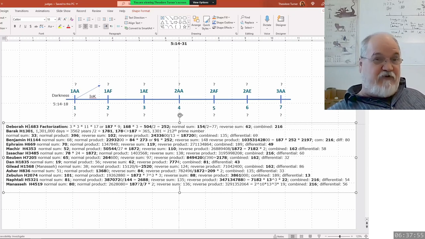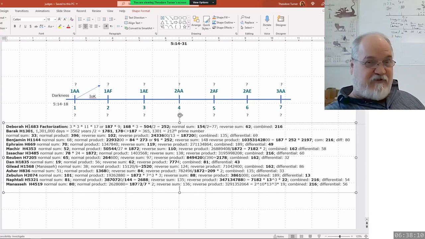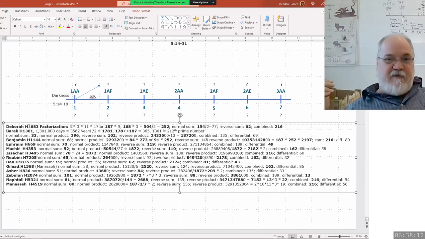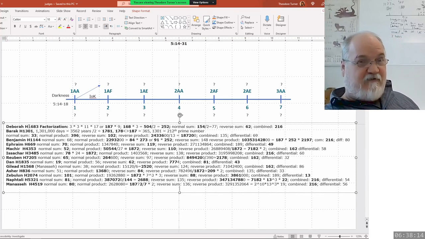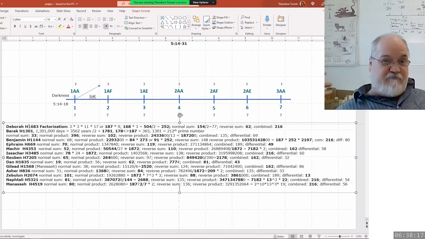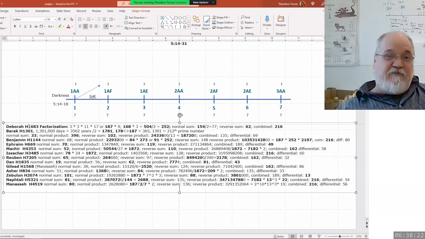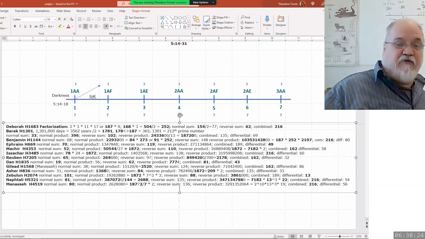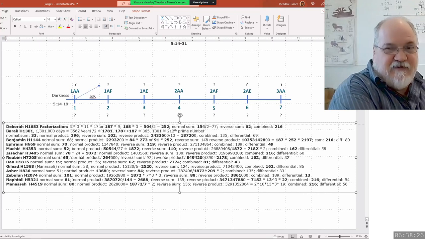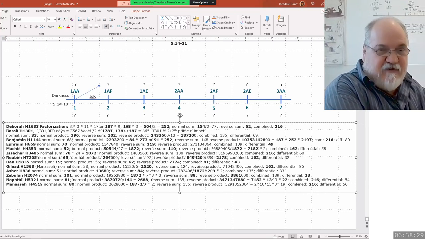Now, the factorization of the whole number, 1683, is 3 times 3 times 11 times 17, or 187 times 9, right? So factorization is just the factors. So it could be 9 times 187, right? Or 3 times 3 times 11 times 17 will give you that number. And that becomes significant in other numbers that show up in this analysis of this gematria.